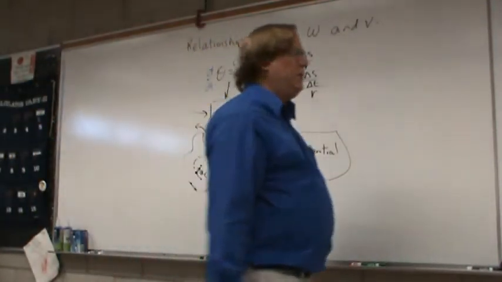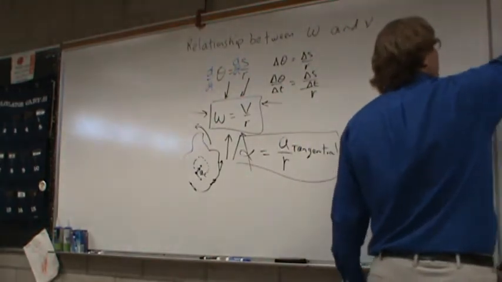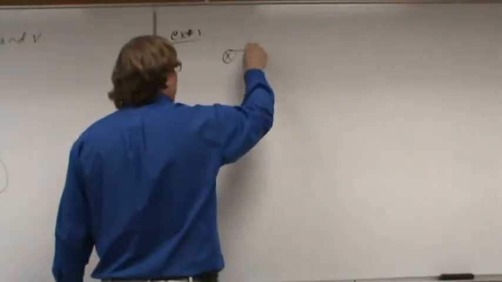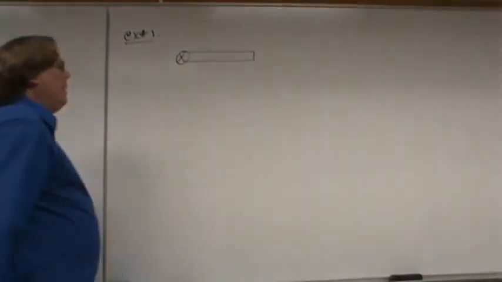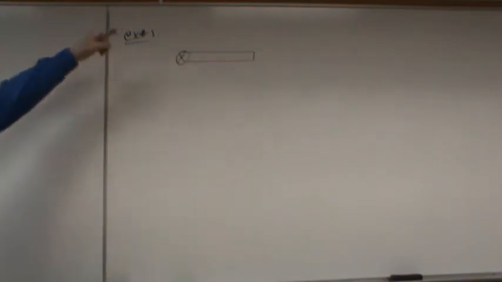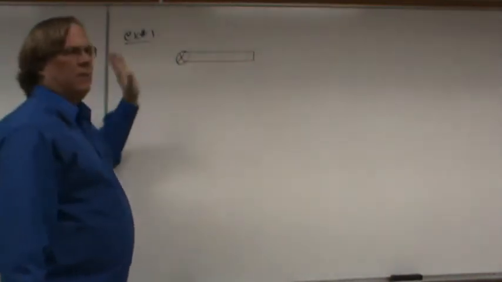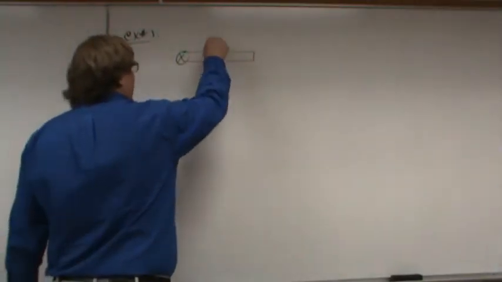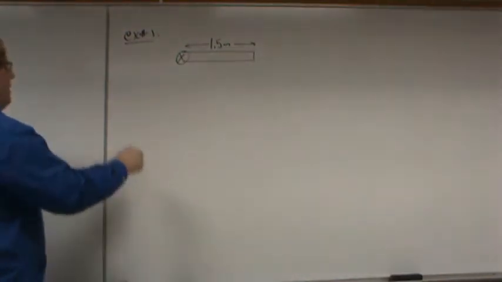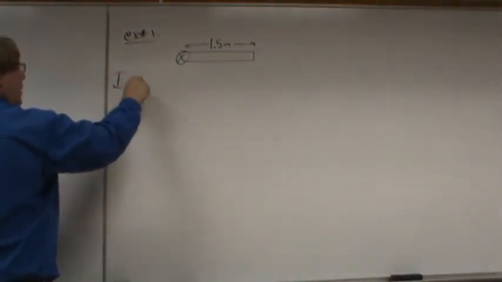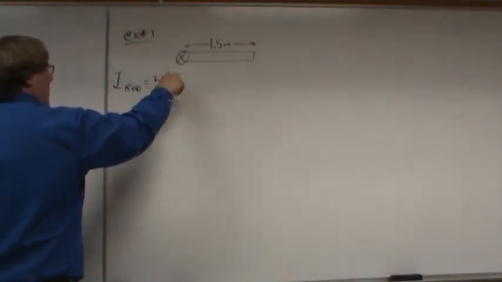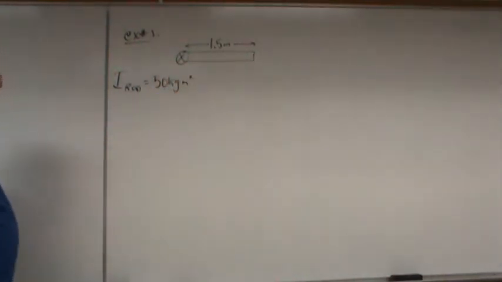Now let's go ahead and do the example we're about to do. Here comes example number 1. Imagine I have a rod, and this rod is free to rotate frictionlessly about that point. So it rotates about that point, okay? Let's say this rod is 1.5 meters long. And let's say the moment of inertia of this rod happens to be 50 kilogram meters squared.